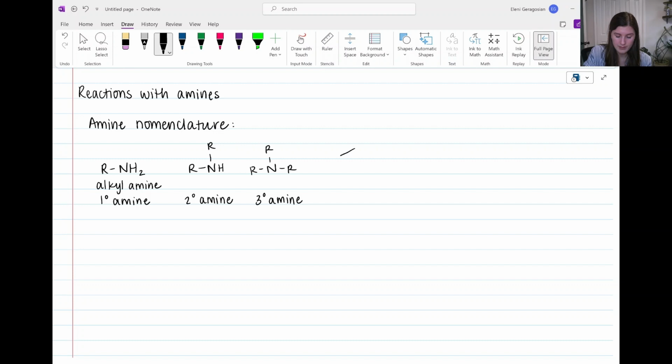If we have an aromatic ring bonded to a nitrogen, we'll say NR2, because these can be hydrogens, these can be carbon chains. This is called an aryl amine. So remember, aryl refers to an aromatic ring. This ring could have other substituents around that benzene ring or that phenyl ring.